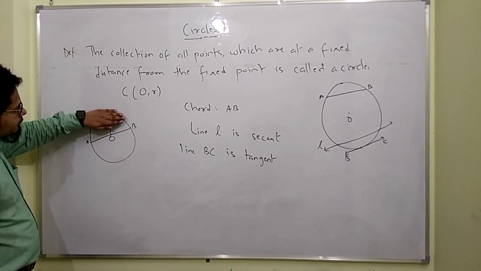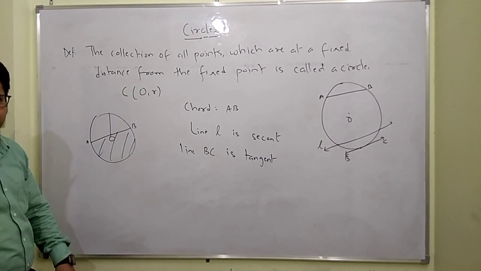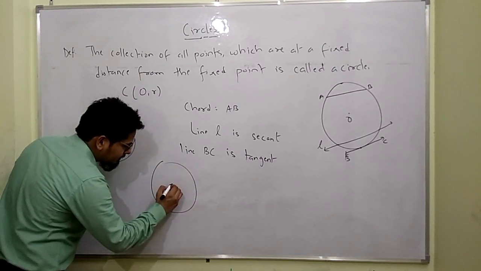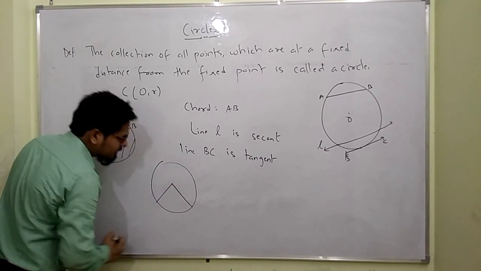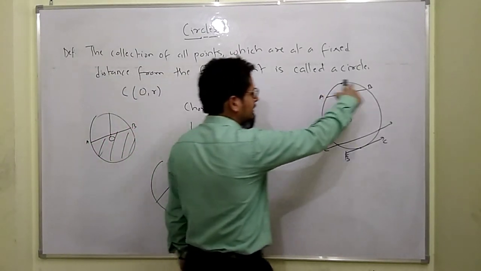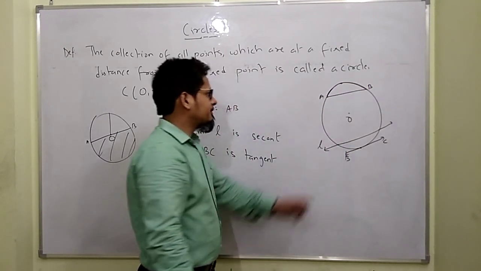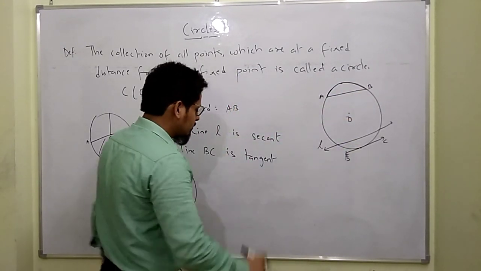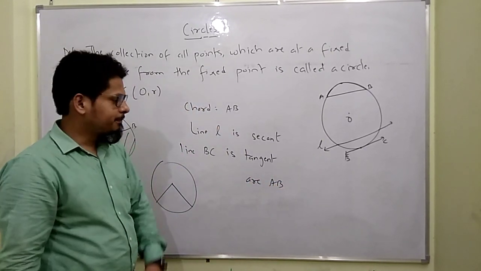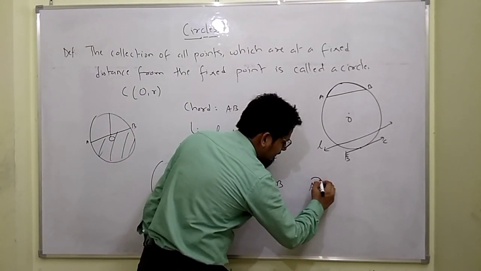After this, half of a circle is called a semicircle. This region is called a semicircle, half of the circle. Some other terms you see: if you take one part of the circumference, from this point to this point, that part is called an arc. So this is arc AB.